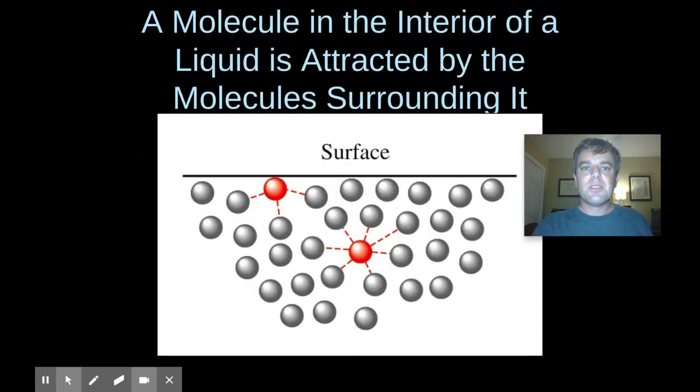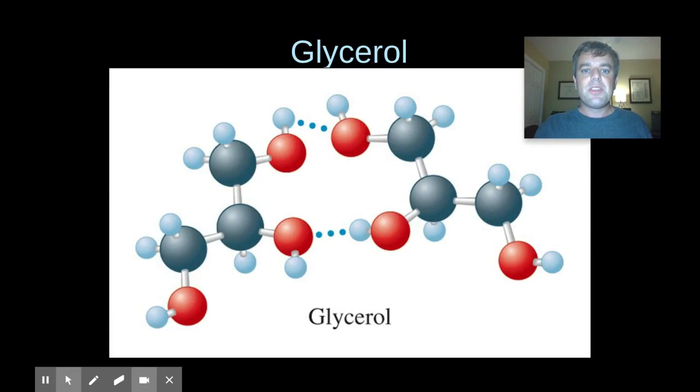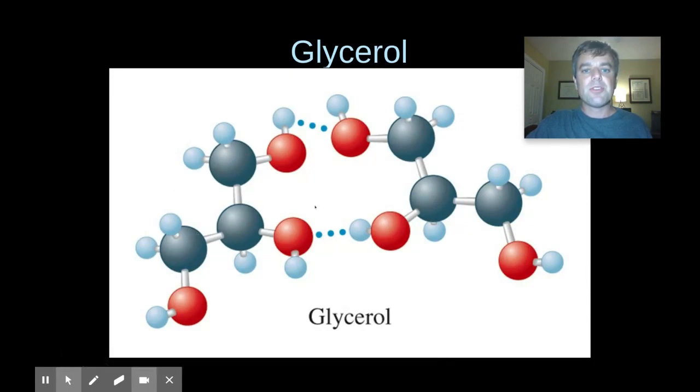Now this shows a little bit about surface tension, how you can see the particles even on the surface are attracted to the other ones around them. And this shows glycerol or glycerin, which is a very thick liquid. It can form hydrogen bonding in 3 different locations, plus it's got some pretty significant dispersion forces, and so glycerin has a much higher viscosity than water does.